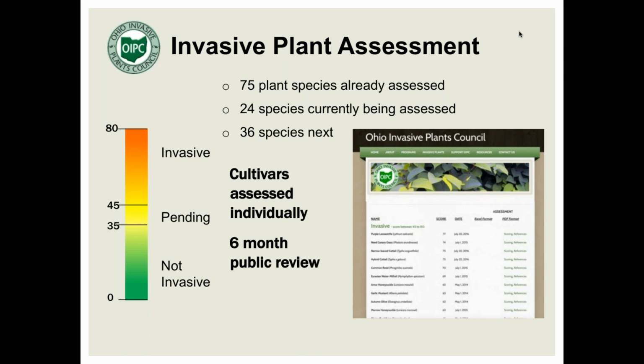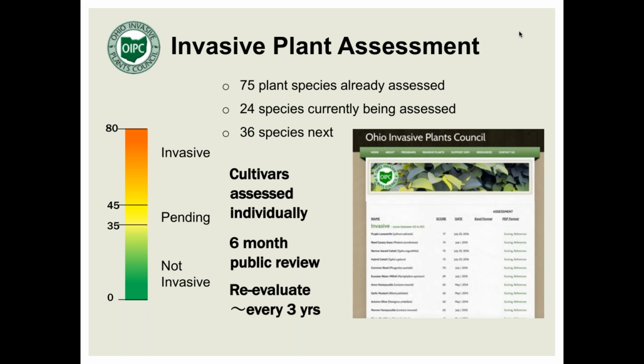We do have a 6-month public review period. So once an assessment is completed, the board actually has to vote to approve, then it gets posted on our website, and a snapshot is shown here. Again, emphasizing we want to make this as transparent as possible for all members of the Ohio community.